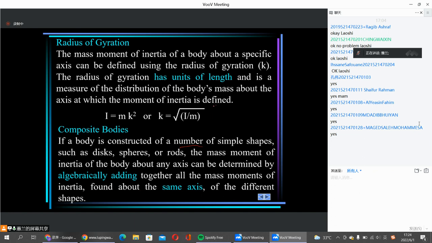Just like here, we have the rod, we have the disc, and then we need to calculate the mass moment of inertia about the axis. Because it's a scalar, it's just a sum. Just like for the rod and for the disc.